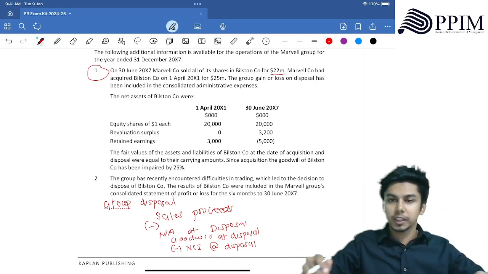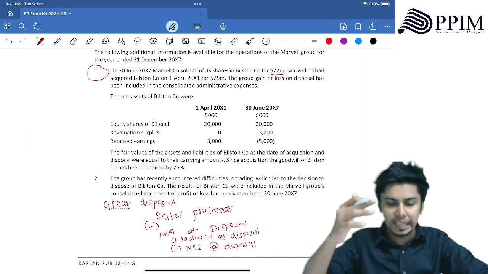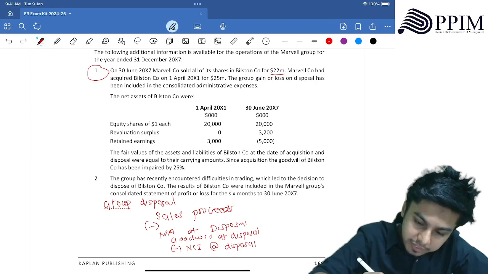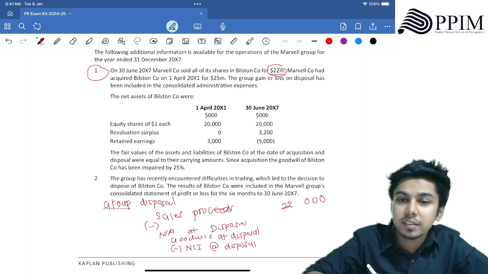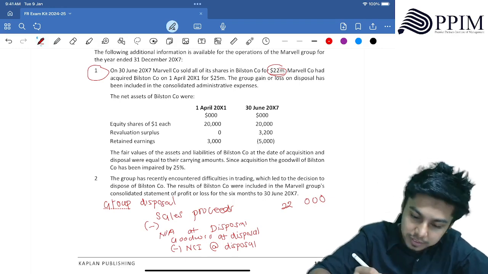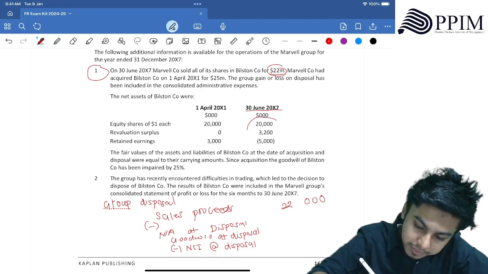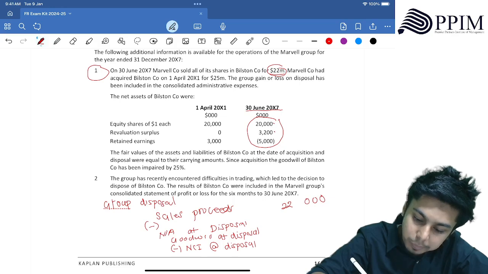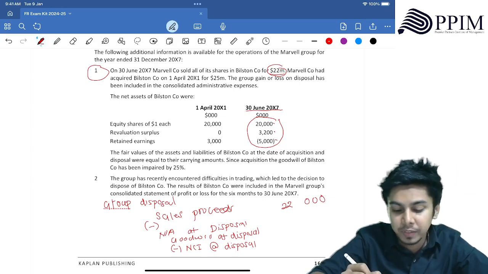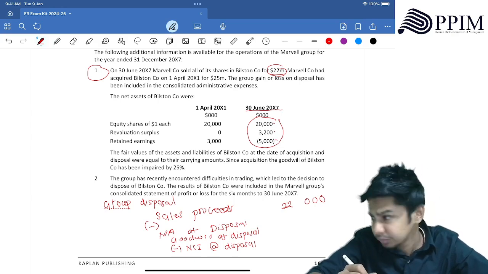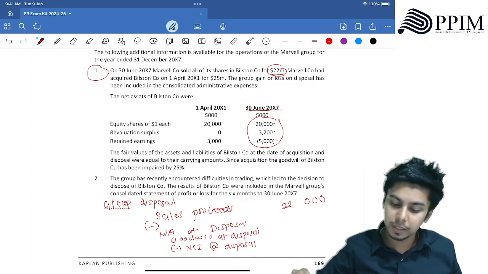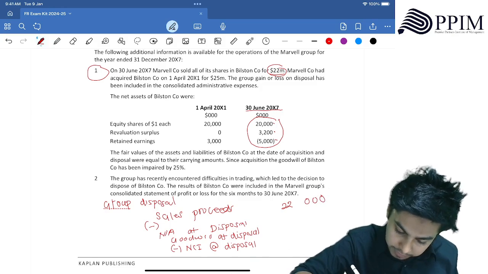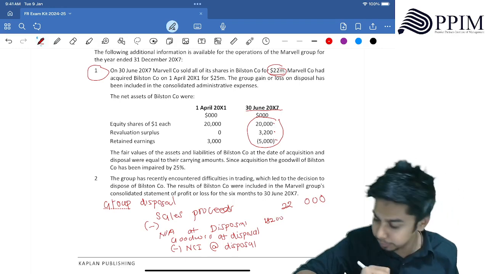Now others who are doing the question can check a little bit, because some people have finished. I'll discuss. Sales proceeds: we are selling this company for 22 million. Let me mark that here. NA, what is NA? Net assets at the disposal date. We are selling in June, so at that time the net assets are 23.2 minus 5. How much? 18.2 million. That is the net assets at the disposal date.